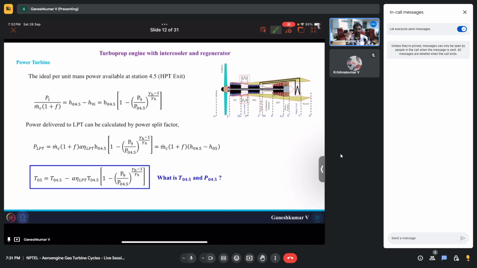Okay, so please understand how the thought process is going. Now T0 4.5 and P0 4.5 can be found only if you solve the power or energy balance for the high pressure turbine.